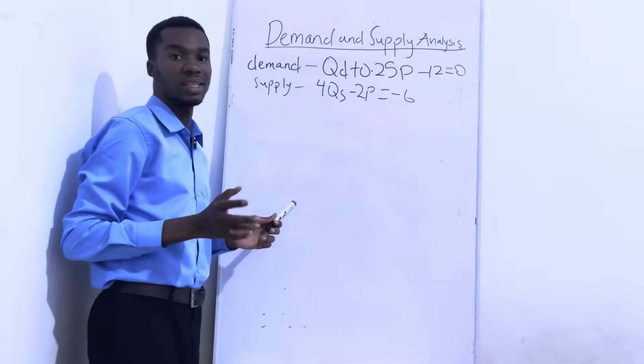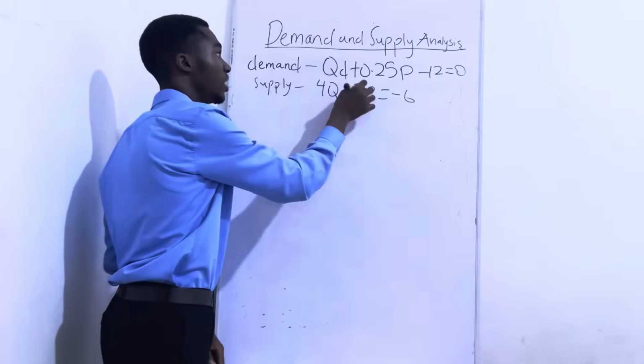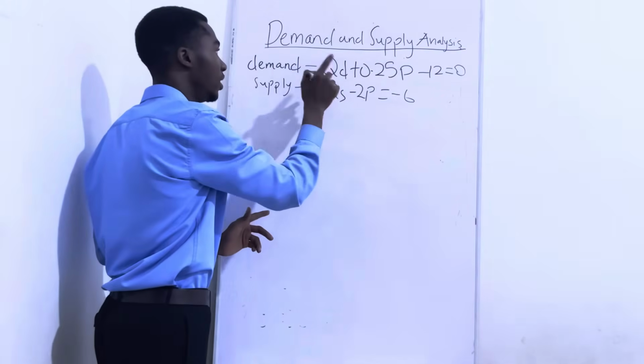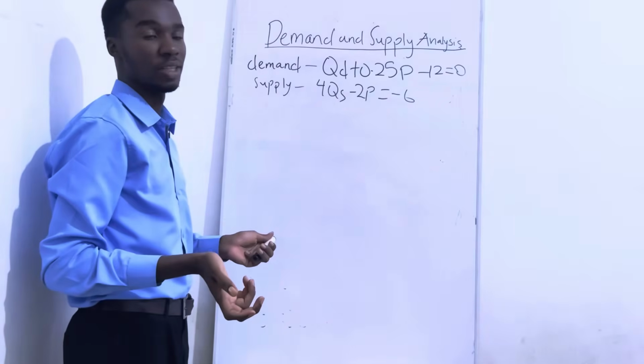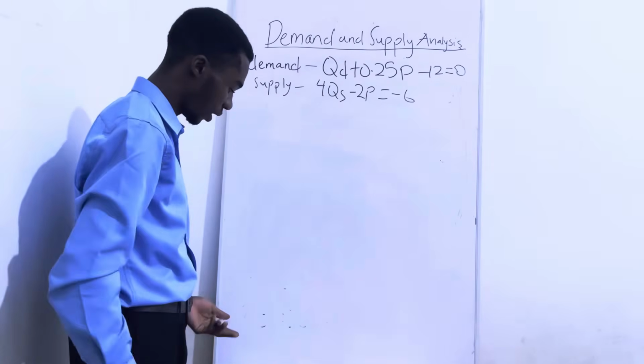If they've not stated in the question that this is the demand function and the supply function, anytime you see anything with QD, just know that that's the demand function. D represents demand. Anytime you see QS, it is the supply function. S represents the supply. So if they don't state it in the question, just know that's how you go about it.